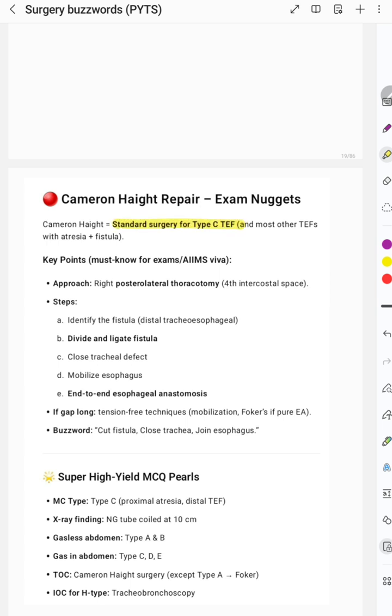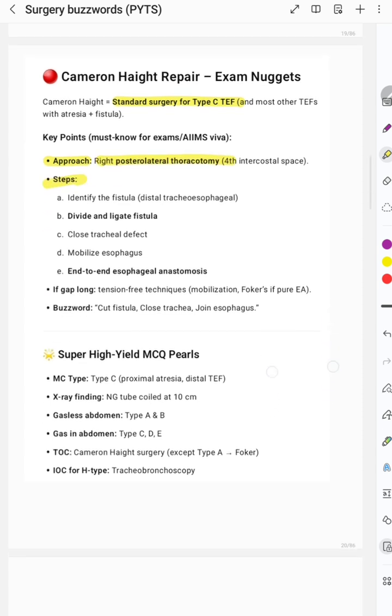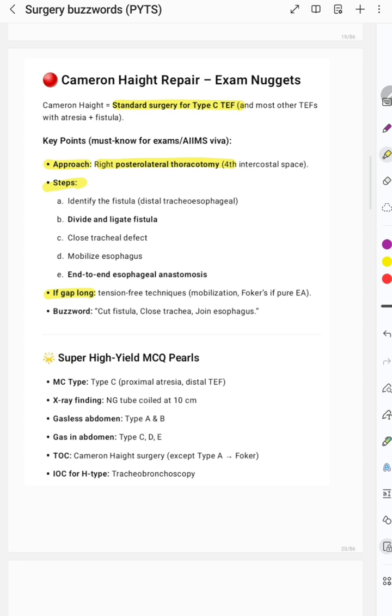This is the standard surgery for type C TEF, because this is the most common actually. For all others also, only for A is the Fokker operation. The approach we should know, right posterolateral thoracotomy, and all the other steps. You can go through this once. If the gap is long between both the ends, we can go for tension-free techniques like mobilization, Fokker's if pure esophageal atresia. So this is how we cut the fistula, then close the trachea and join the esophagus.